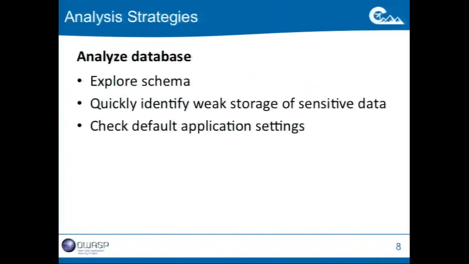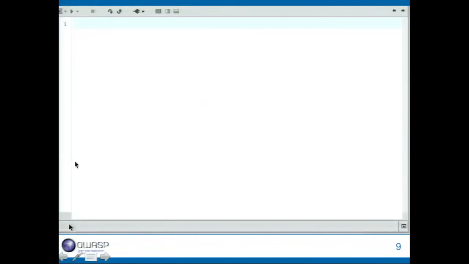So I'm going to be going through several analysis strategies that you can use when you're reverse engineering a web application like this and doing a deep pen test. The first one's very simple. Look at the database. The VM has a database server running on it. It's obviously Oracle. There's tons of applications that support it. So exploring the schema, looking at weak storage of sensitive data and default settings, things like that.